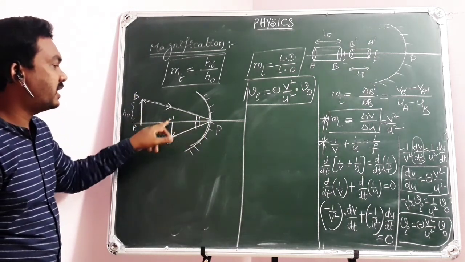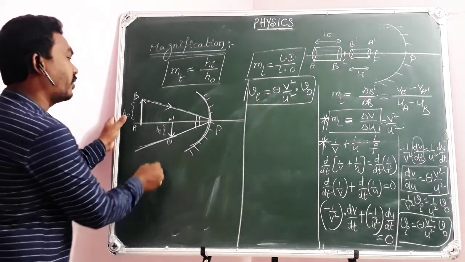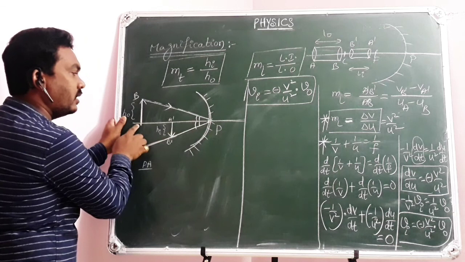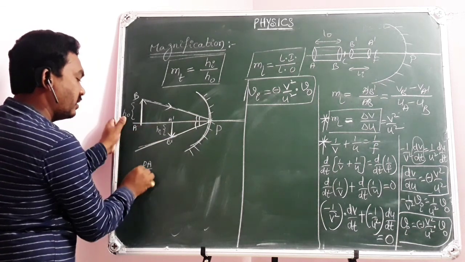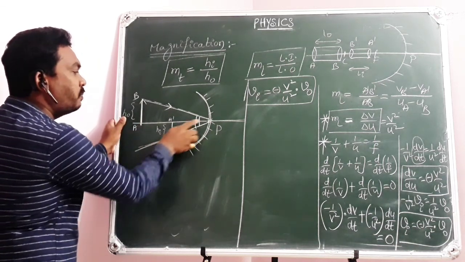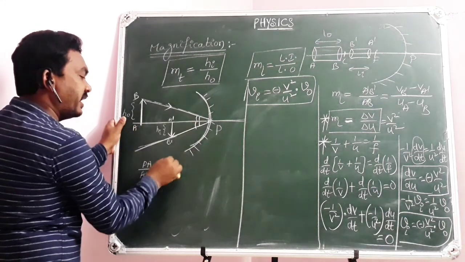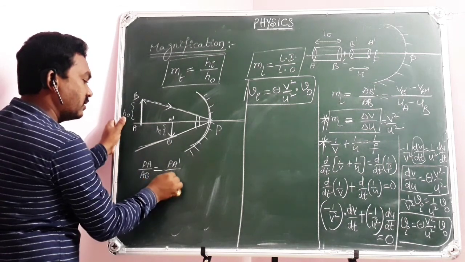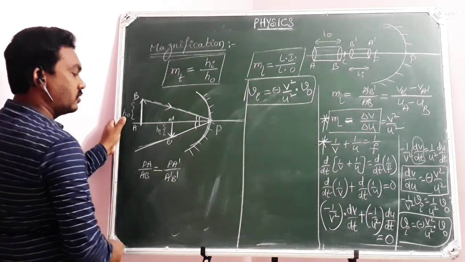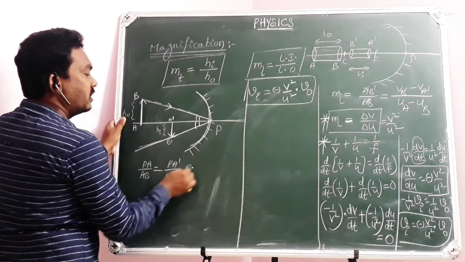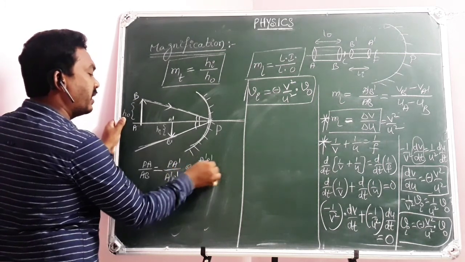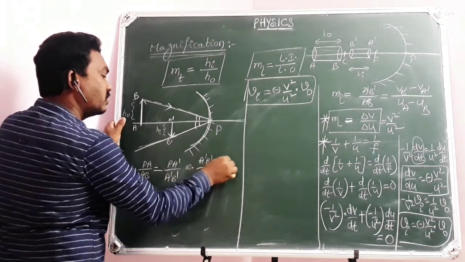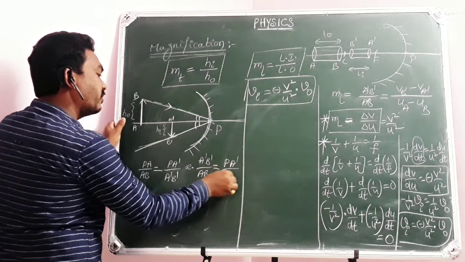PAB and PA'B' are similar triangles. So I can write PA by AB is equal to the respective side PA' by the respective side A'B'. Ratio of similar triangles, so I can write A'B' by AB is equal to PA' by PA.